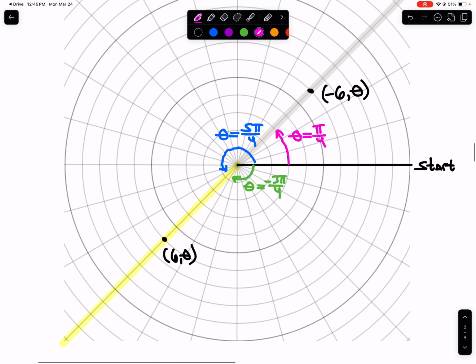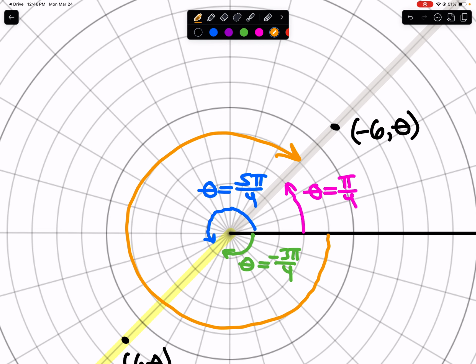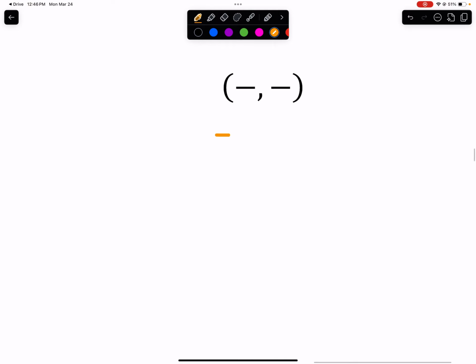And then now I want to find a negative angle, so I'm going to go all the way around. I want to start in standard position, and then go all the way around to find that negative angle. So you can do pi over 4 and then subtract 2 pi if you want to find that coterminal, which would give you negative 7 pi over 4. So if you want to do it that way, you can. So this would give you negative 6, comma, negative 7 pi over 4.